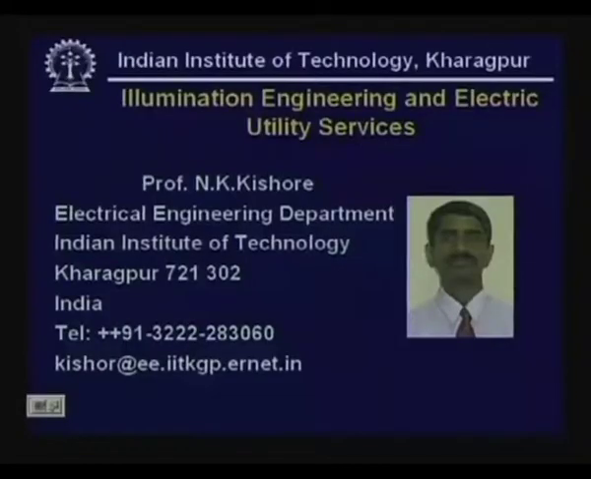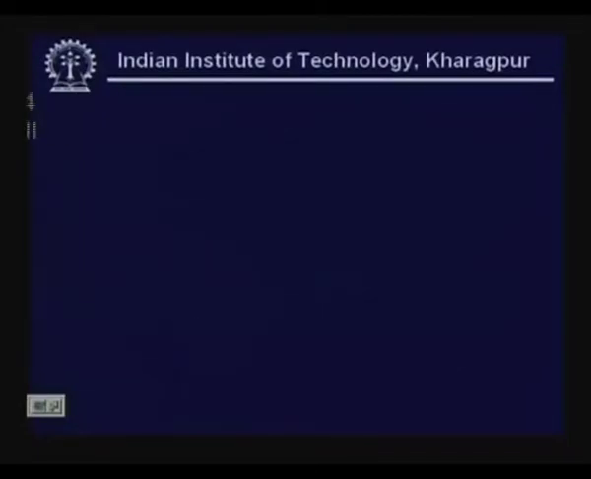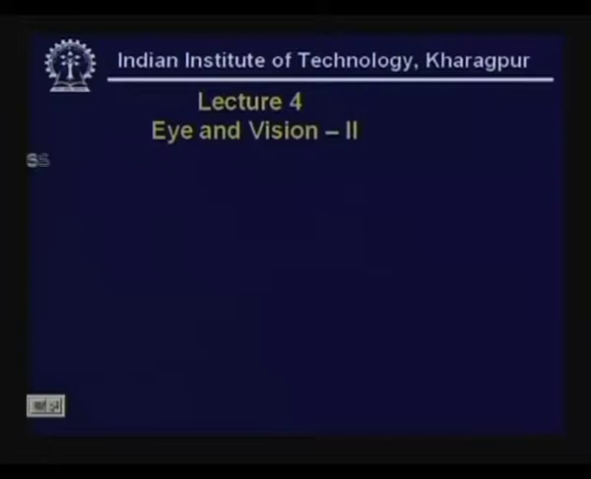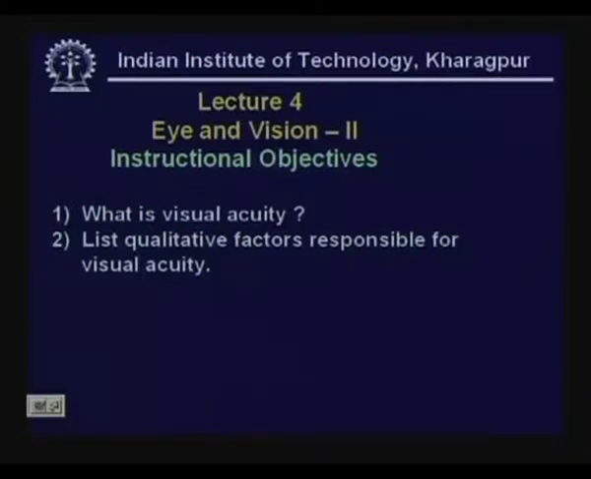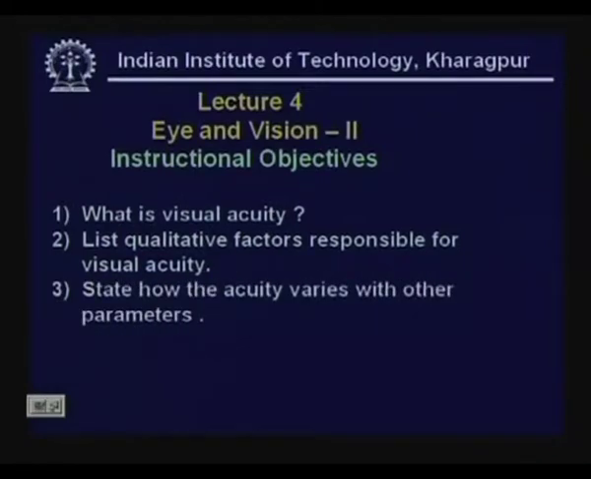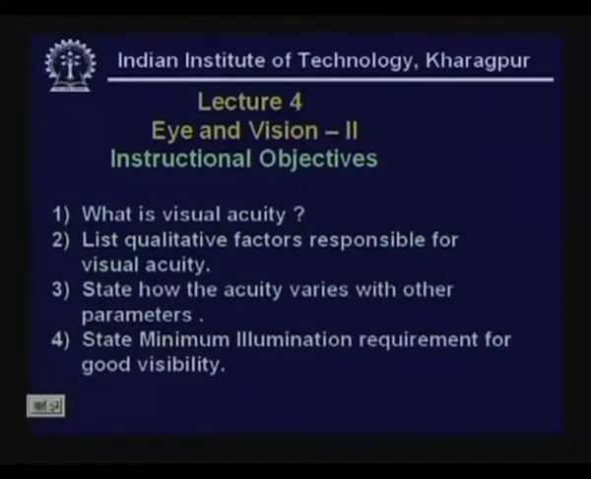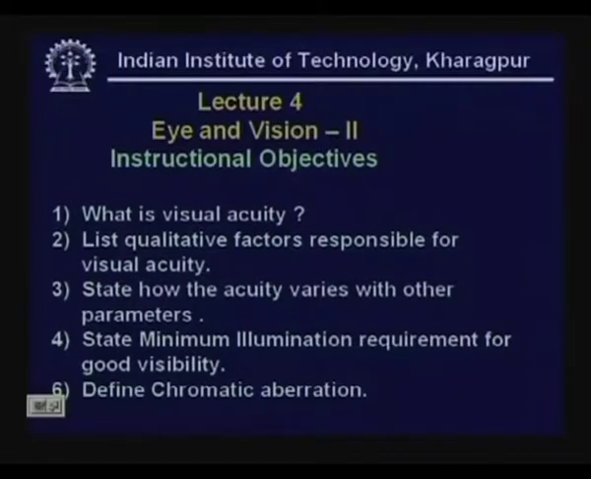Yeah, welcome to this course on Illumination Engineering and Electric Utility Services. Continuing with the previous lesson, we go on to the next lesson, lesson number 4 on Eye and Vision part 2. The instructional objectives for this lesson are: number 1, what is visual acuity? 2, list qualitative factors responsible for visual acuity. 3, state how the acuity varies with other parameters. 4, state minimum illumination requirement for good visibility, and define chromatic aberration.